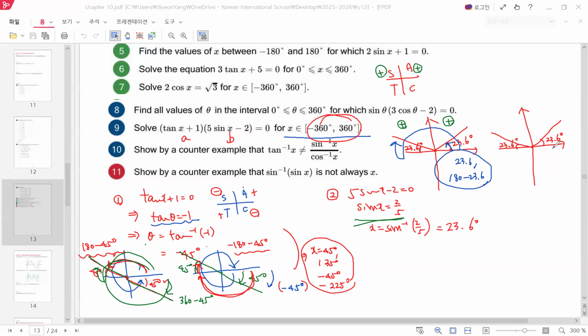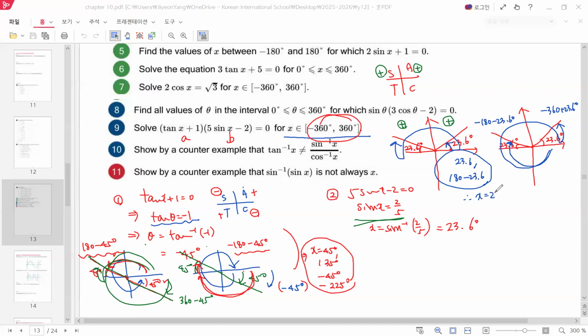Negative direction, 180, and then 23.6 more to the negative direction. So minus 180 minus 23.6 degrees. And this one, minus 360 degrees, and then positive direction, 23.6. So minus 360 plus 23.6 degrees.